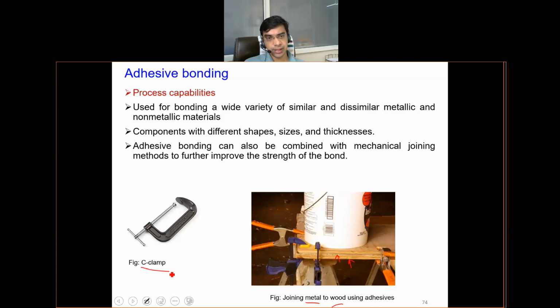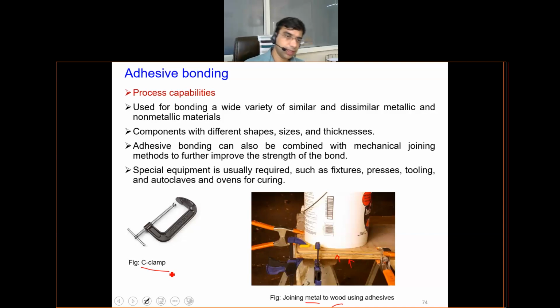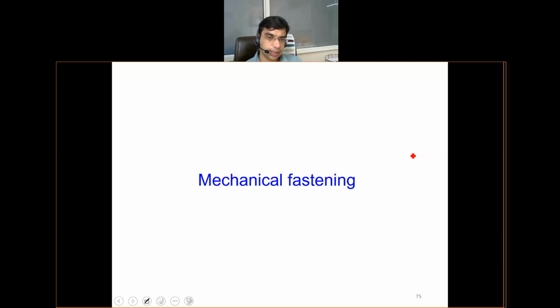adhesive bonded joints. Also, another aspect of the adhesive bonded joint is that they can be combined with mechanical joining, which we are just going to see, the fasteners. When we combine the adhesive joining with fasteners, they further improve the strength of the joint. So this was all about adhesive bonding, and now we move to the last part of the joining processes, which is mechanical fastening.